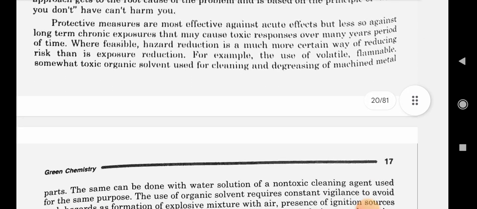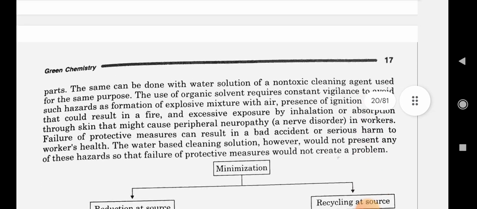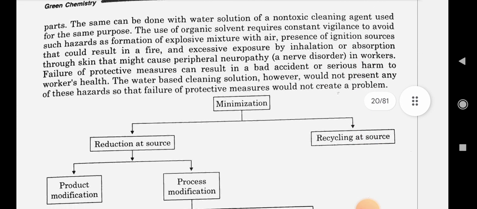Protective measures are the most effective against acute effects but less so against long-term chronic exposures that may cause a toxic response over many periods of time. Where feasible, hazard can be removed. The parts can be cleaned the same way with water-based solution, a non-toxic cleaning agent used for the same purpose.